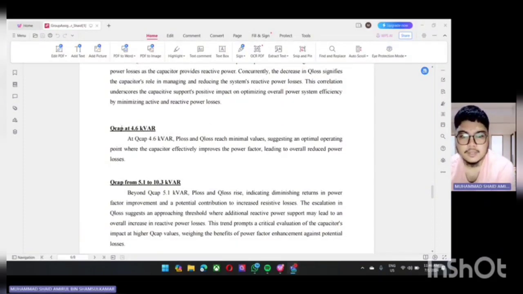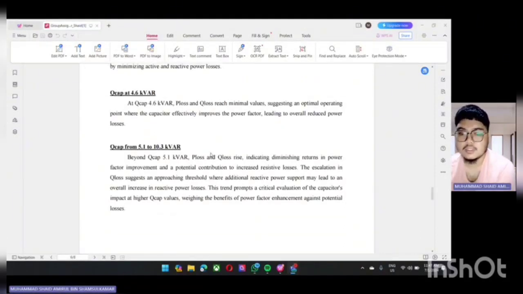So at the Q cap of 4.6 kVAR, P losses and Q losses reach minimal values, suggesting an optimal operating point where the capacitor effectively improves the power factor, leading to overall reduced power losses.